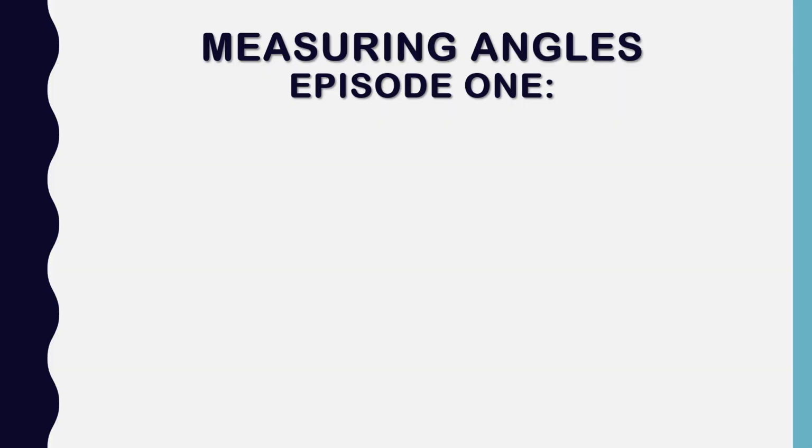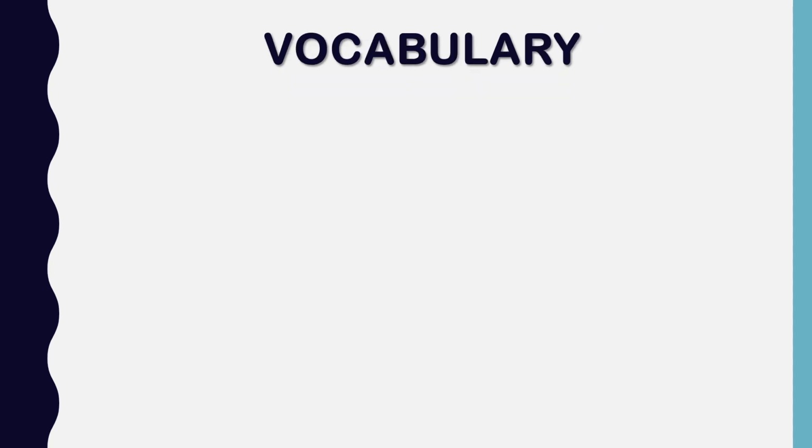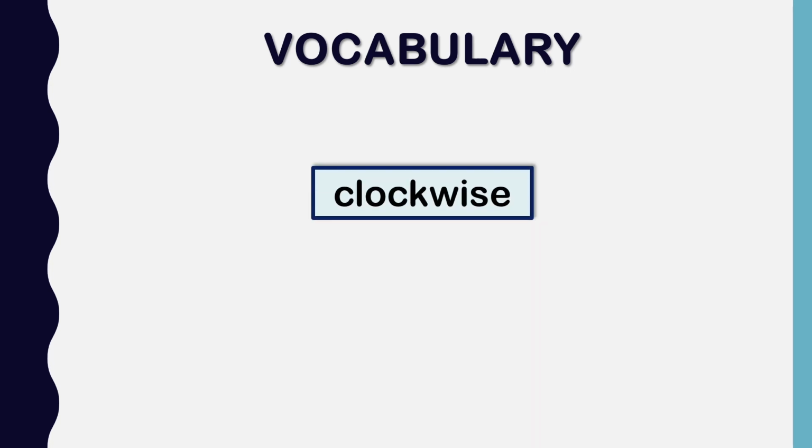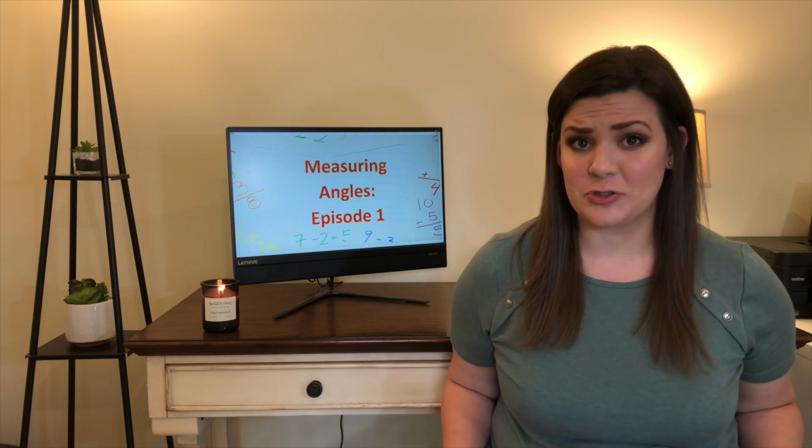The topic we're going to be discussing in episode 1 is how angles and fractional parts of a circle are related. The vocabulary we'll be going over in today's lesson are clockwise and counterclockwise. So, how are angles and fractional parts of a circle related?